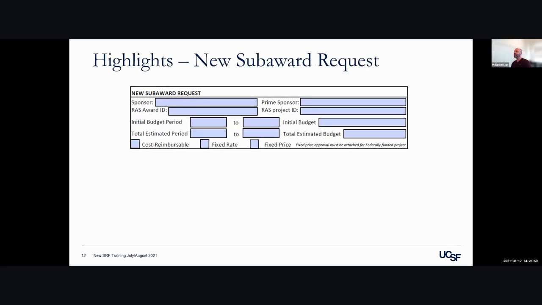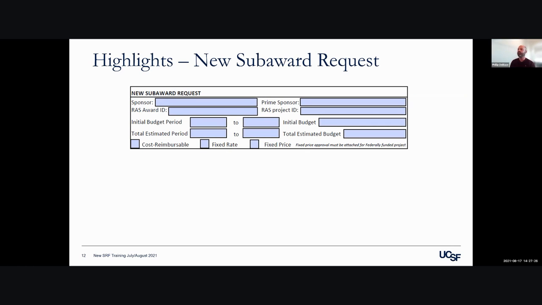Right, moving on to the next few sections. So when you look at the SRF, one of the changes that we did make is now the PI signature is on the same page as the request that we're doing. So either it's a new subaward or it's an amendment. So then this way we know that the PI has approved that time and money. That's the biggest part that we're asking them to prove.